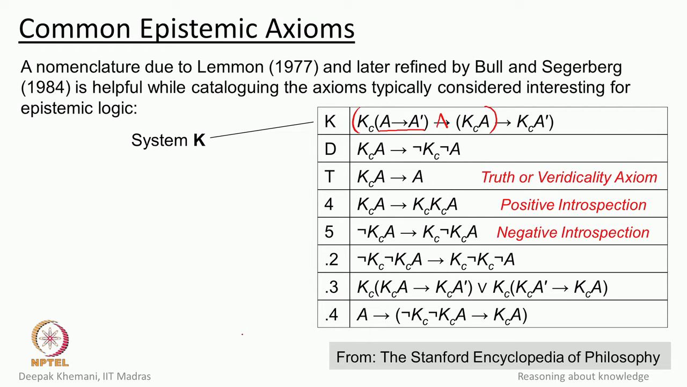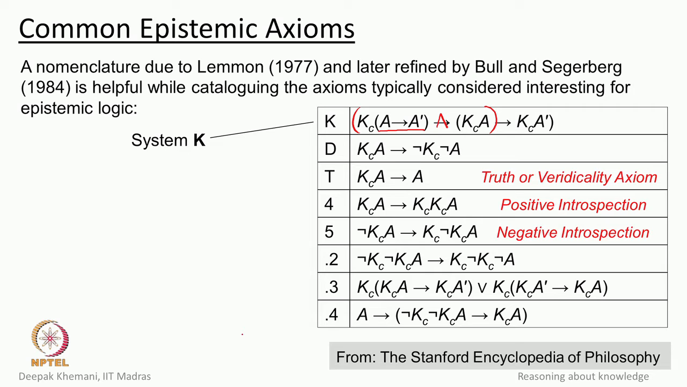This D is talking about possibility, we will talk about it a bit later. It basically is saying that if agent C knows A, then agent C considers A to be possible, and we will see why that is the case a little bit later essentially. The third axiom T is what we discussed a little while ago, it is called the truth or veridicality axiom. It basically says that you can only know true things essentially.